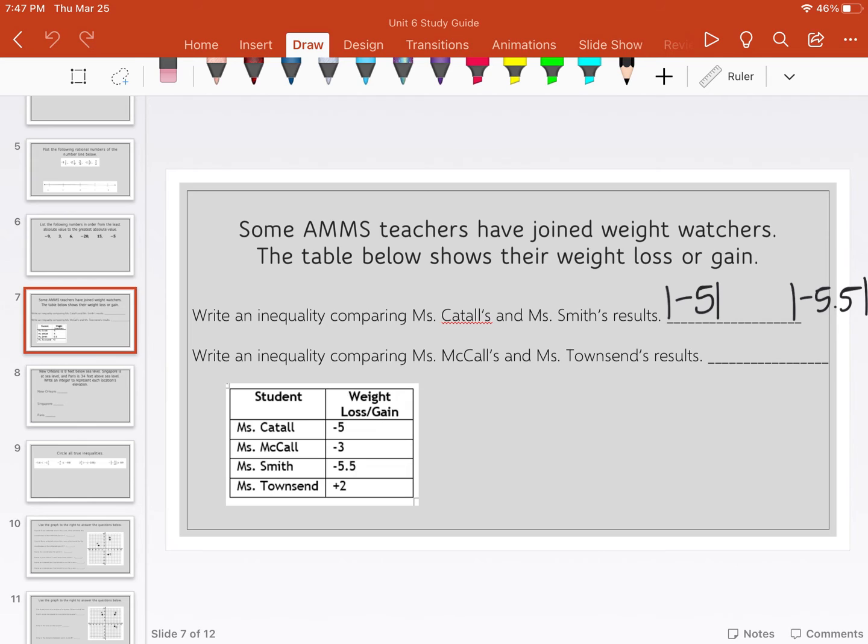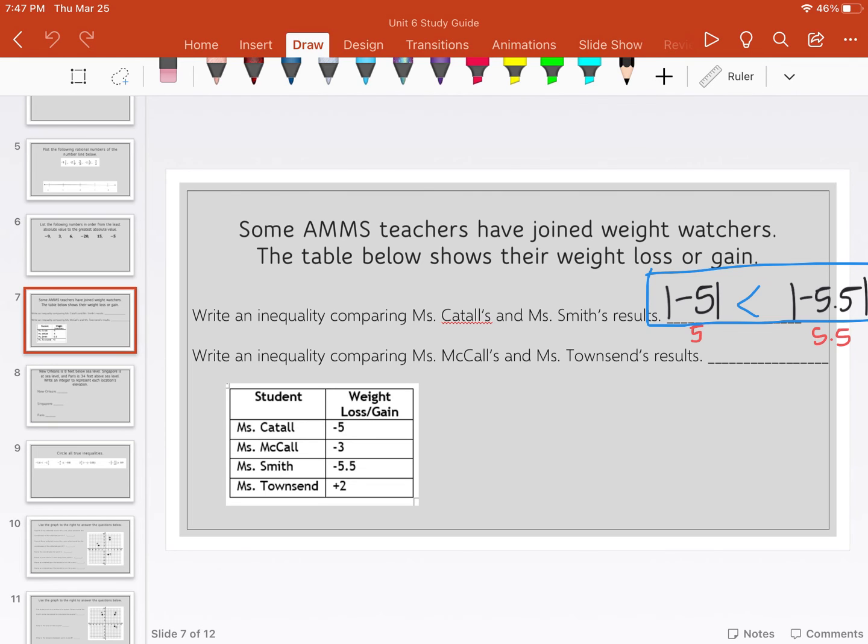Okay, so if we think about those two numbers, the absolute value of -5 will give us 5, and the absolute value of -5.5 will give us 5.5. So which one of these is larger? That's going to be Miss Smith's weight loss. So she had a greater amount of change for this weight loss challenge. So this would be the inequality that we would write to represent this situation.